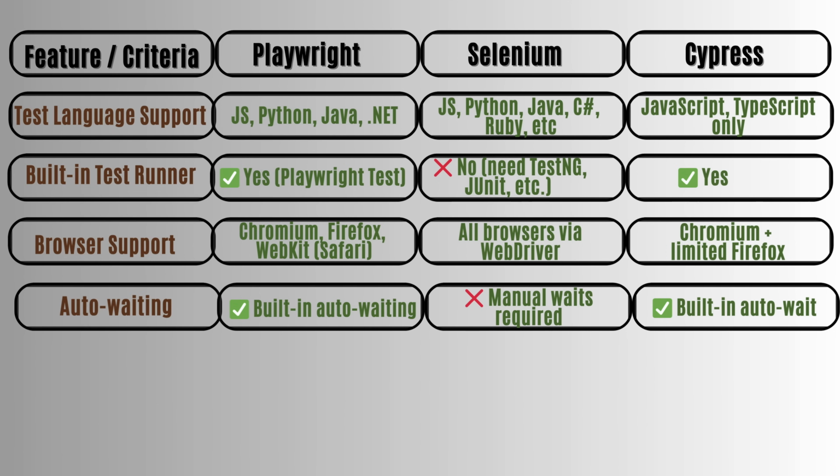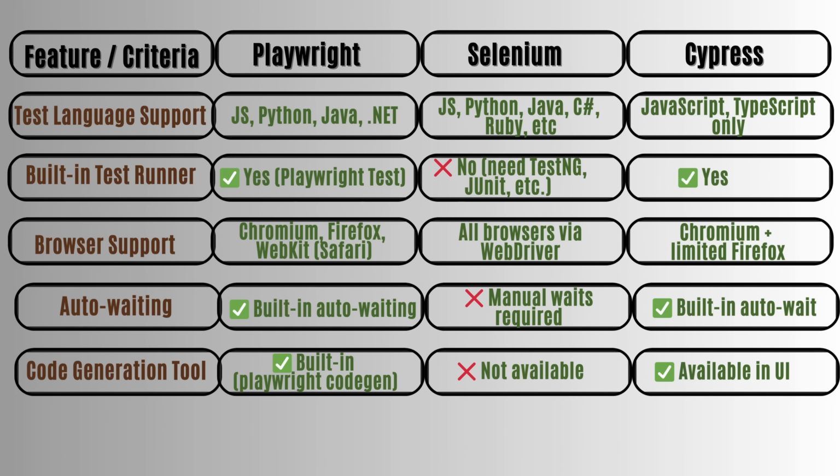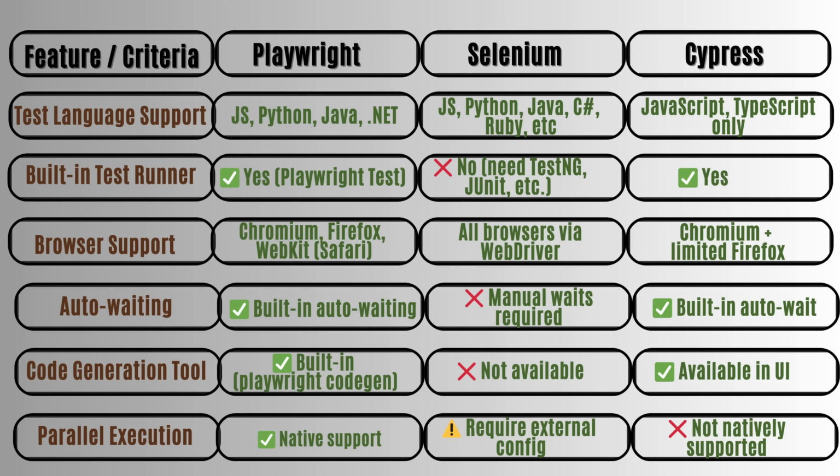The next feature is the code generation tool. Yes, Playwright has its own, known as Playwright Codegen. Selenium doesn't have its own code generation tool. Cypress has one, but it is limited to its user interface. And the last feature is parallel execution. You can run many test cases simultaneously in Playwright, while in Selenium, to run many test cases simultaneously, you have to create a config file, and Cypress doesn't support parallel execution.